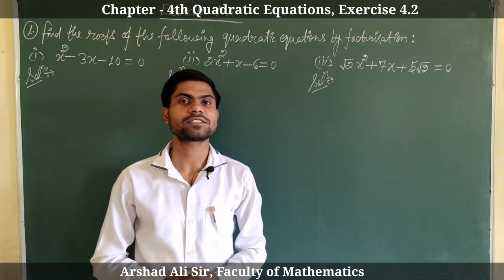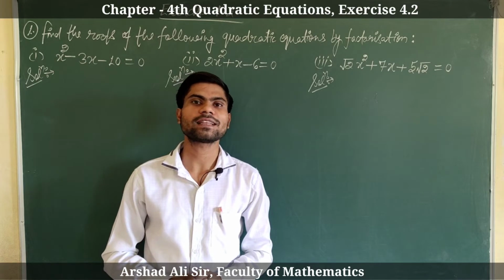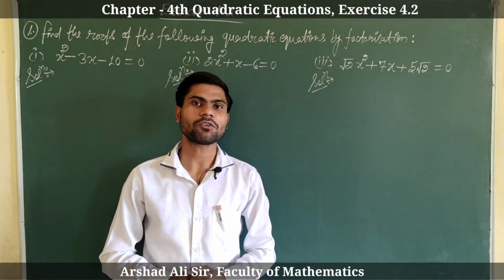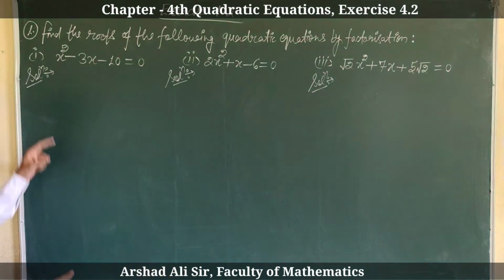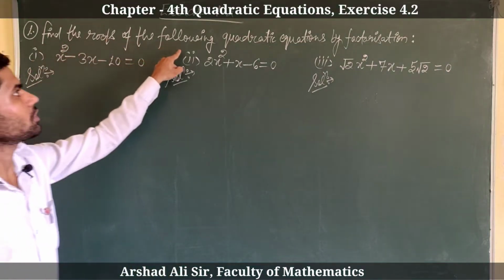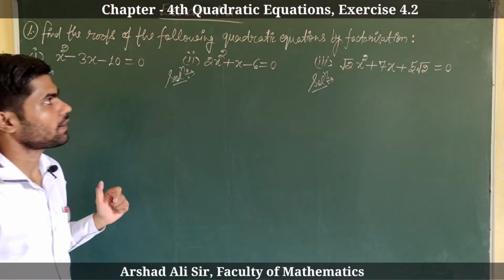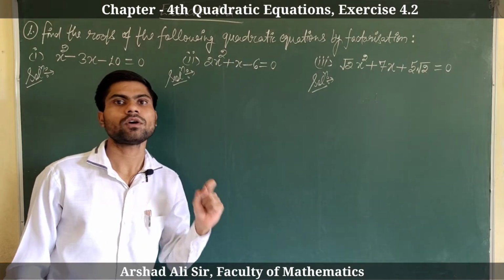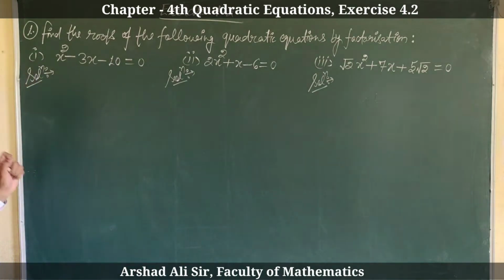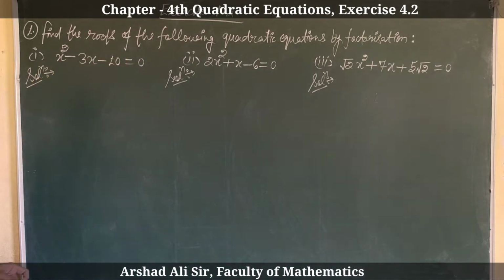Dear students, in this video lecture, we will start our exercise 4.2 of 10th class NCERT Mathematics. Without further delay, let's start. The first question is, find the roots of the following quadratic equation by factorization. Means we have to find the roots of the following quadratic equation by the method of factorization. The first question is x square minus 3x minus 10 is equal to 0.